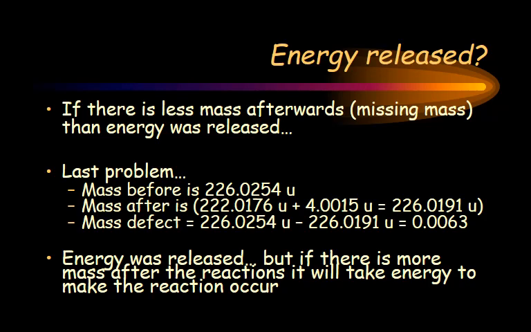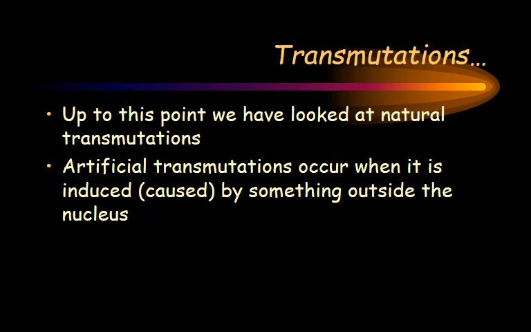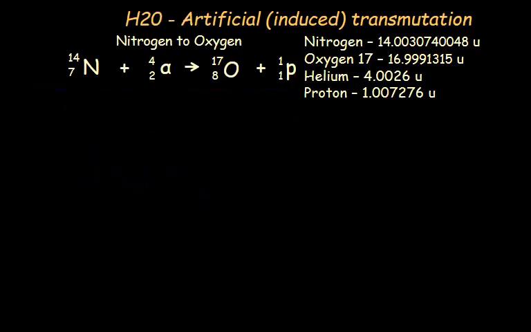But if there is more energy, if there is more mass after the reaction, then it will actually take energy to make that reaction occur. And so you have to introduce energy to be able to make that happen. So up to this point, we've looked at natural transmutations, where the afterward effect is a missing mass, that's the energy released. And artificial transmutations occur when it's induced or caused by something outside the nucleus. And so we'll take a look at that now.